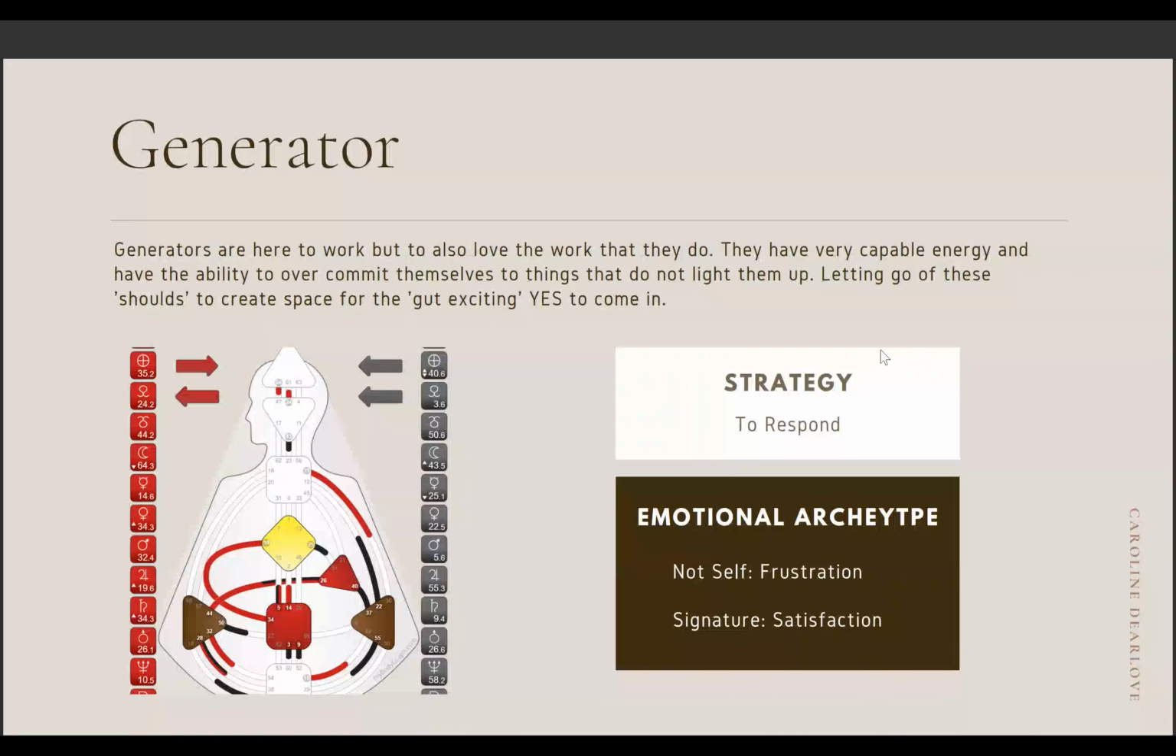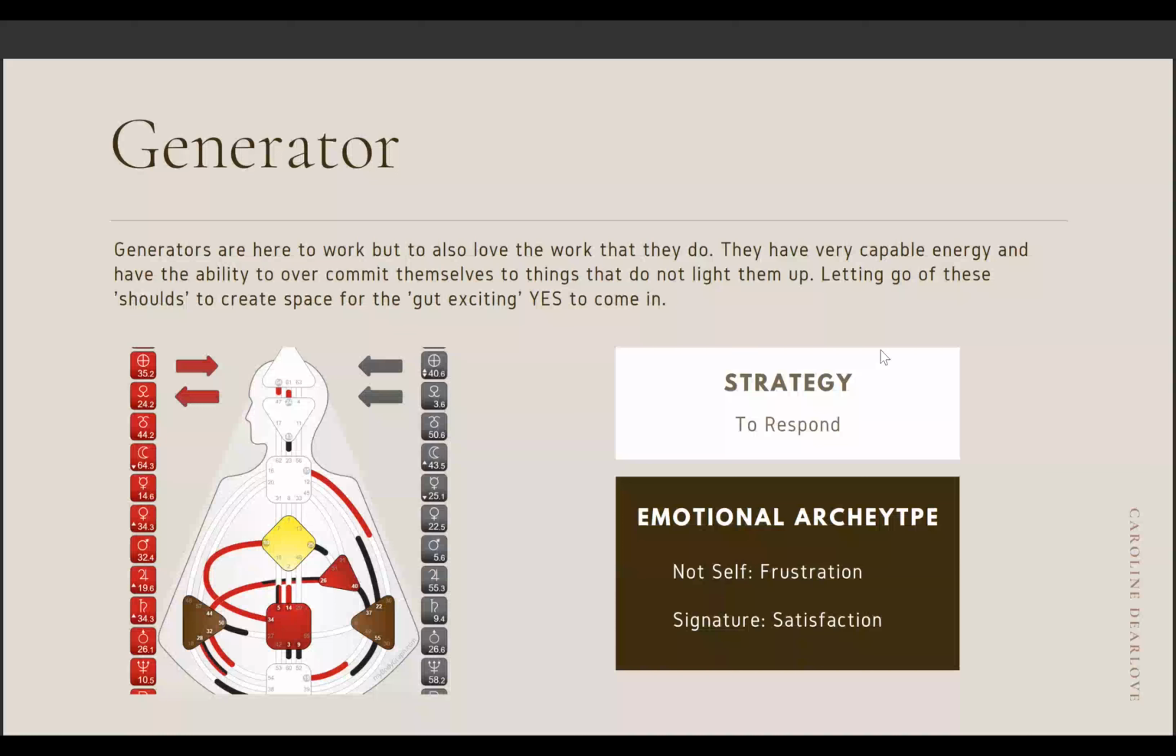Now, with every type comes a not self. The not self is an emotion that comes up. Now, when this emotion comes up, it's not a judgment piece. It's an opportunity for you to assess where you're at. It's an opportunity for you to understand how you got there. So for a generator, it is frustration.